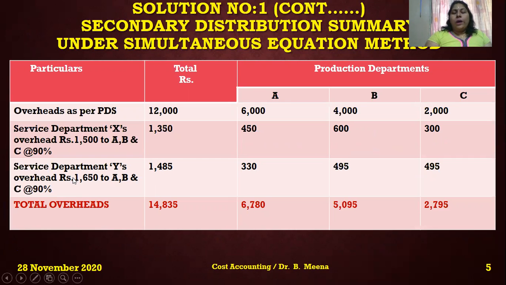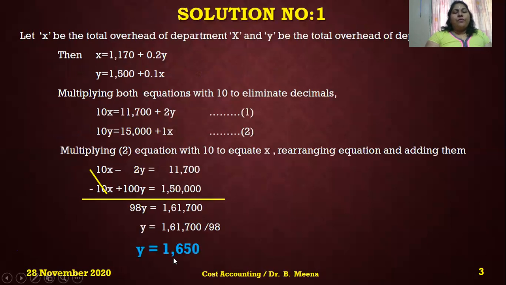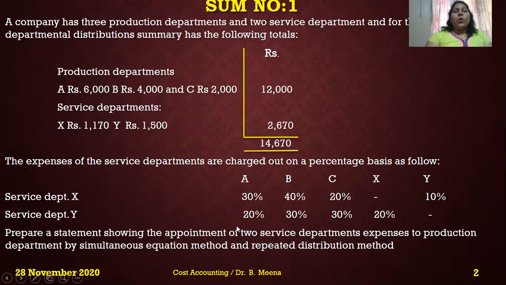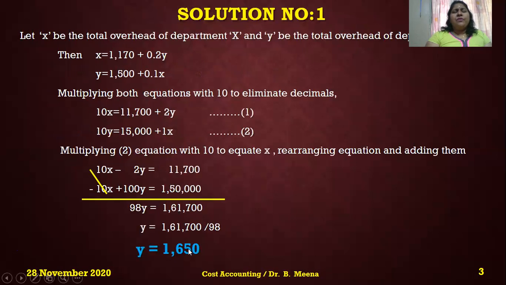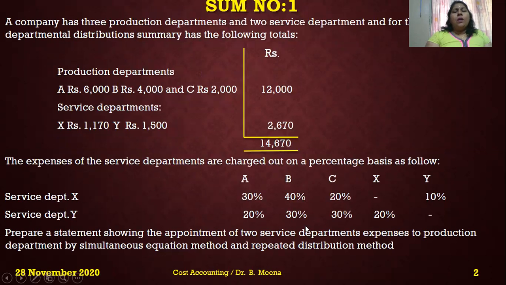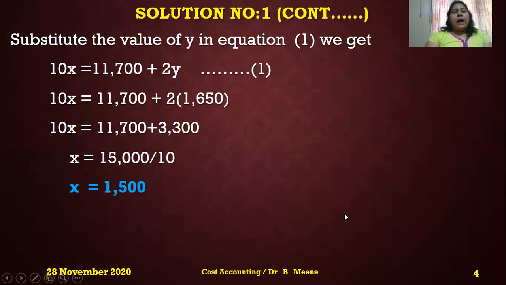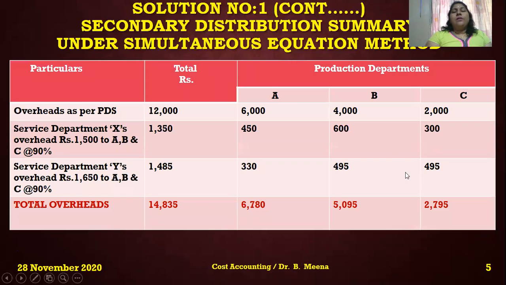Y's overhead. What is the value I got? 1,650. So 1,650 in the total column, I will write it as 80%. How did I get 80? Again, service department Y: 20 plus 30 plus 30, 80 percent in the total column. So 1,650 into 80 percent in the total column, 1,650 into 20% in the A column, 1,650 into 30% in the B column, again 1,650 into 30% in the C column. I'll get these values: 330, 495, 495, and total is 1,485.